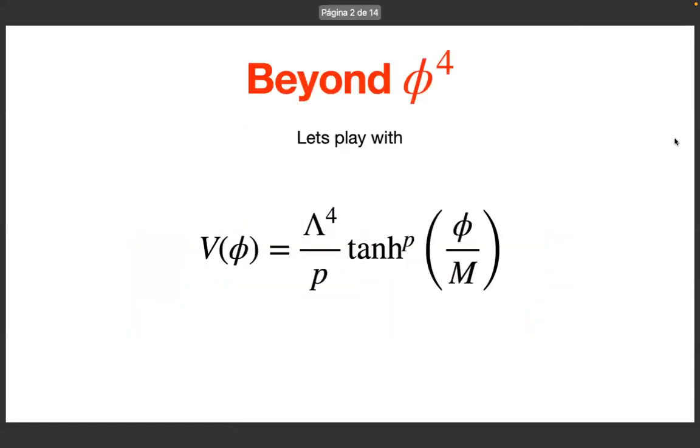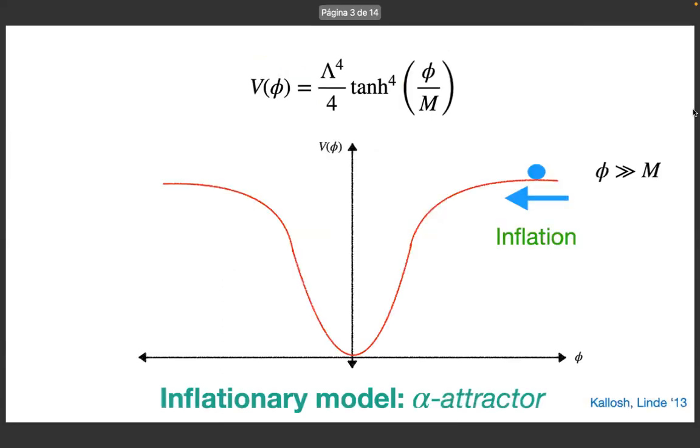As Danny mentioned, we will now do a practice session about using again CosmoLattice, but maybe we can go now beyond the phi to the 4 theory that was presented yesterday by Paco. And let's play with this kind of potentials that maybe you have heard of, maybe you have seen, or maybe not. And these are these hyperbolic tangent potentials, which I will just give a little motivation of why we would care about this kind of potentials.